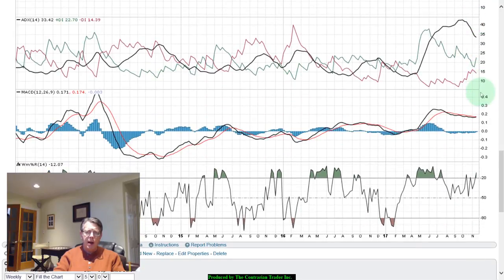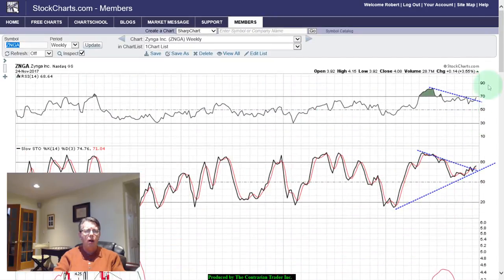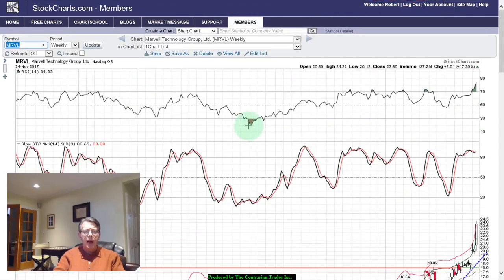So the chart looks good. I'm a bit concerned about volume. MACD looks poised to press higher. So Zynga looking good. Next chart up, Marvel Technology Group, weekly chart.